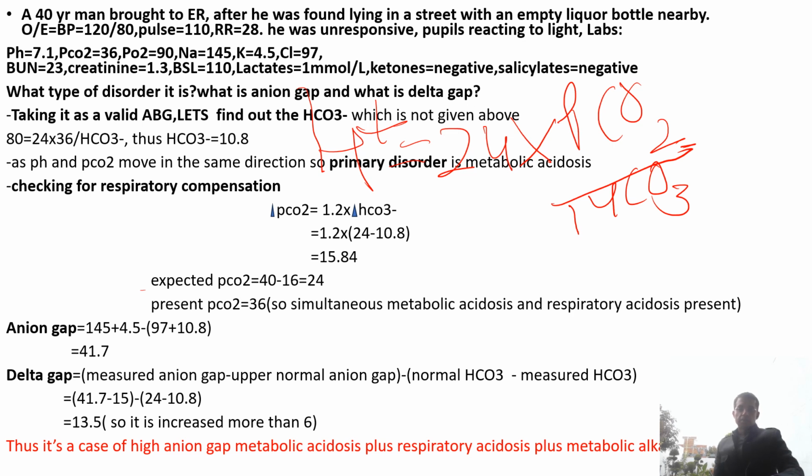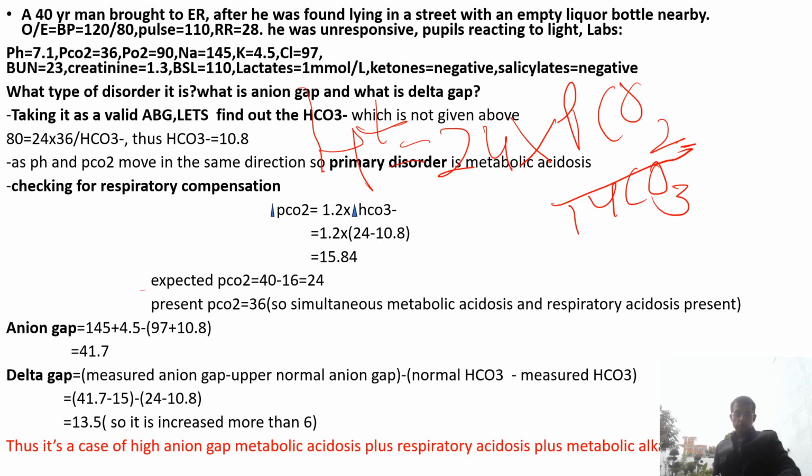So checking for respiratory compensation. So 1.2 as a factor. Once we have calculated the bicarbonate, so 1.2 into 24 minus 10.8. So 15.84 is the correction we need to do. Expected PCO2 is 40 minus 16, that is 24. But what is the actual PCO2 we found in the ABG? So 36. So it is metabolic acidosis with respiratory acidosis. So it is simultaneously going on, both together.